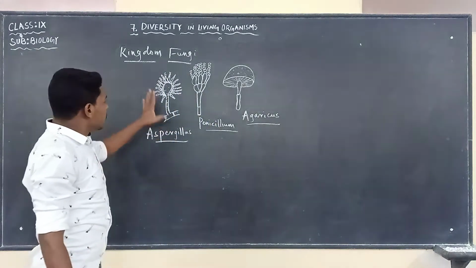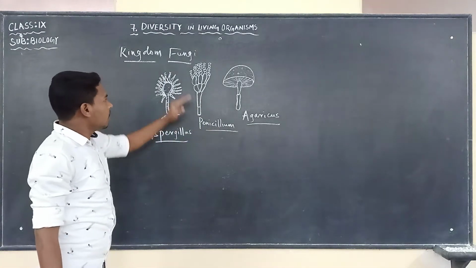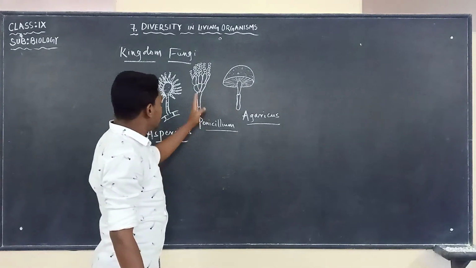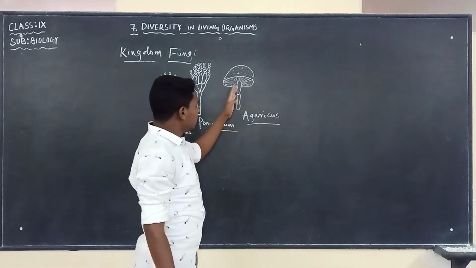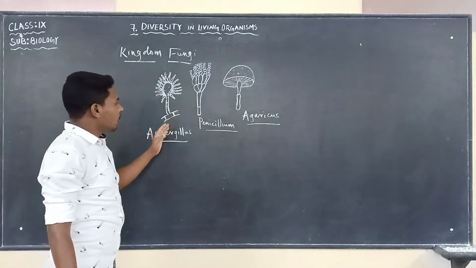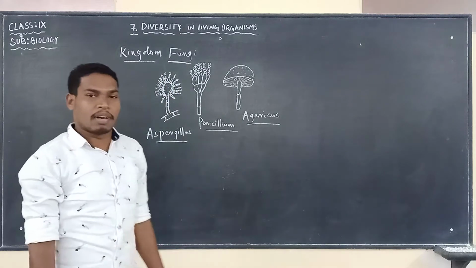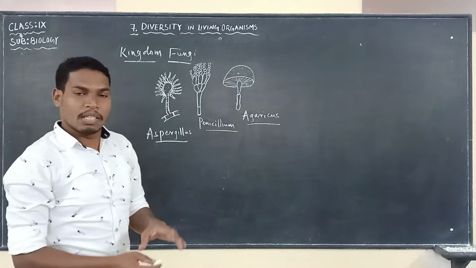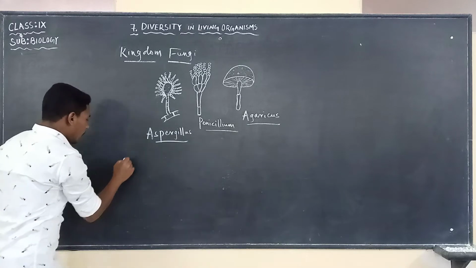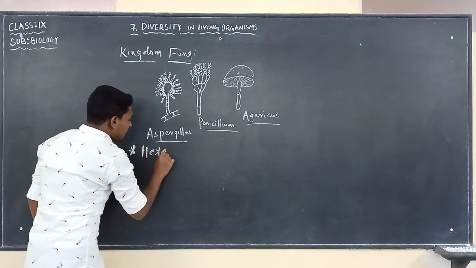For example, all these three types of organisms are fungi. This is Aspergillus, this is Penicillium, and this is Agaricus. So these three are fungi, and we know that fungi are heterotrophic eukaryotic organisms. If we see their features, fungi are heterotrophic.